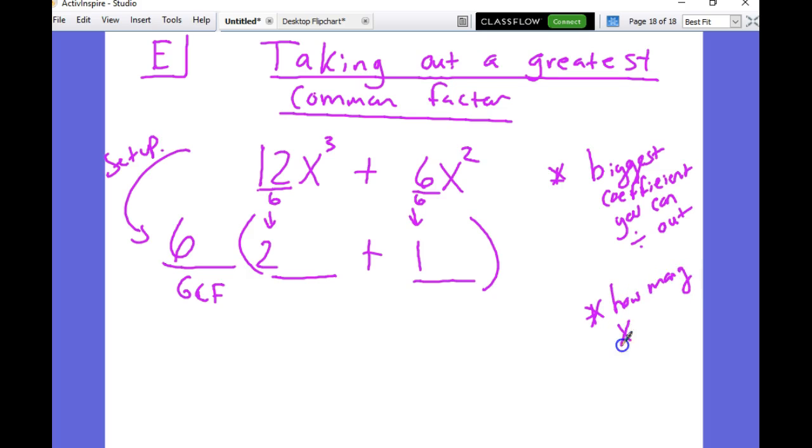Because the biggest one is 3. The smallest one is squared. That's right. You can only take out what they can both give.